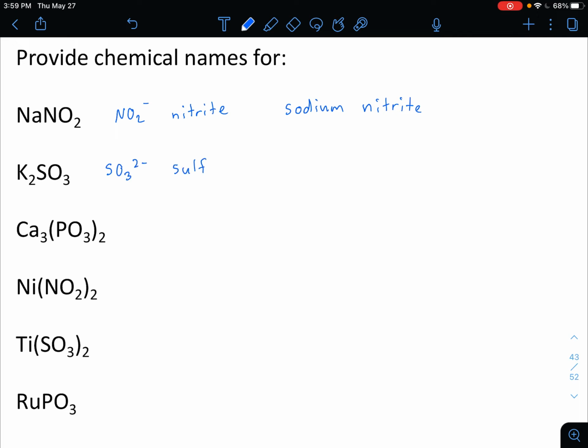SO3 2 minus, that's sulfite. And I'm pairing it with potassium, which is a +1. That's why there's 2 of them. So it's, again, no Roman numeral because it's an alkali metal. Potassium sulfite. Now I've got PO3 3 minus. Instead of phosphate, this is phosphite. And I'm pairing it with calcium, now this is an alkaline earth metal, but again, still no Roman numeral. Calcium phosphite.